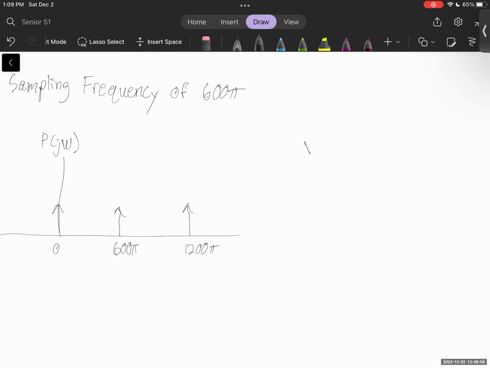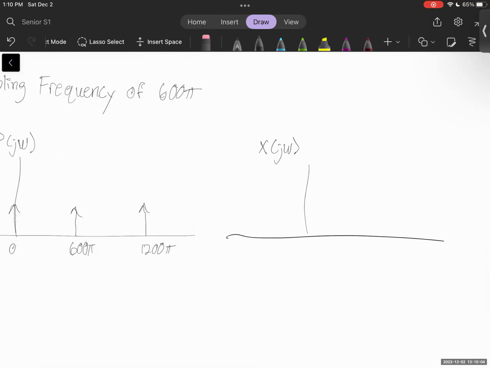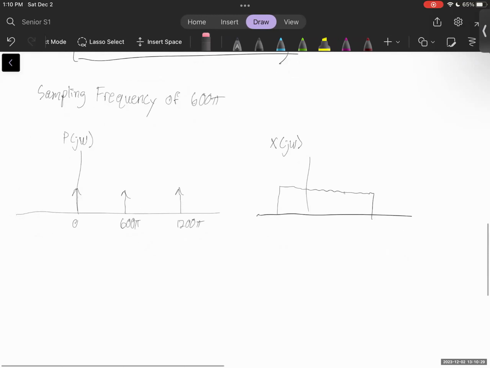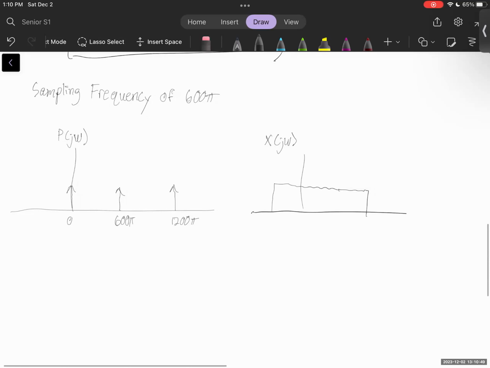And then we're gonna have our X of J omega, where we're gonna have frequencies from negative 1050 pi to 1050 pi. Right? Oh, sorry, actually. It's not gonna be 1050. So remember, for this particular instance, we wanna use our maximum frequency of our function, not our Nyquist rate, which is what I just almost did. So don't make that mistake. If you're gonna draw these graphs out, remember, this is just of the function. So we want the maximum frequency of our function. So this is gonna be 525 pi and negative 525 pi.